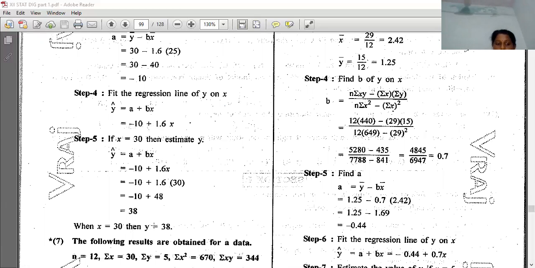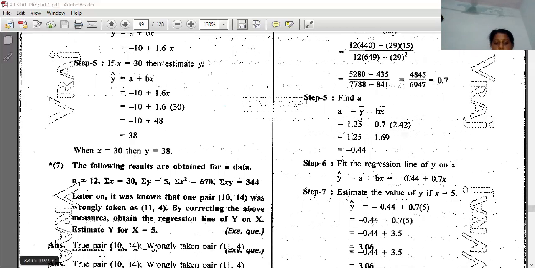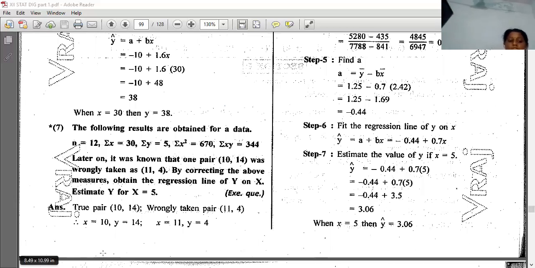Now the seventh one is also the same thing, but the new thing is this. I will read the question. The following results are obtained for a data: n is given, sigma x, sigma y, sigma x square, and sigma xy. Later on, it was known that one pair 10 and 14 was wrongly taken as 11 and 4. Here two pairs are given. The right pair is 10 and 14, and the wrong pair is 11 and 4. So in the right, x is equal to 10 and y is equal to 14, and in the wrong, x equal to 11 and y equal to 4.